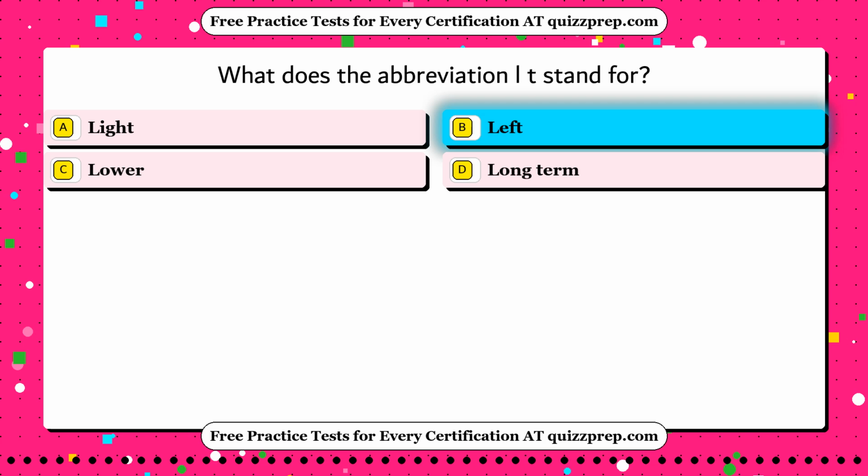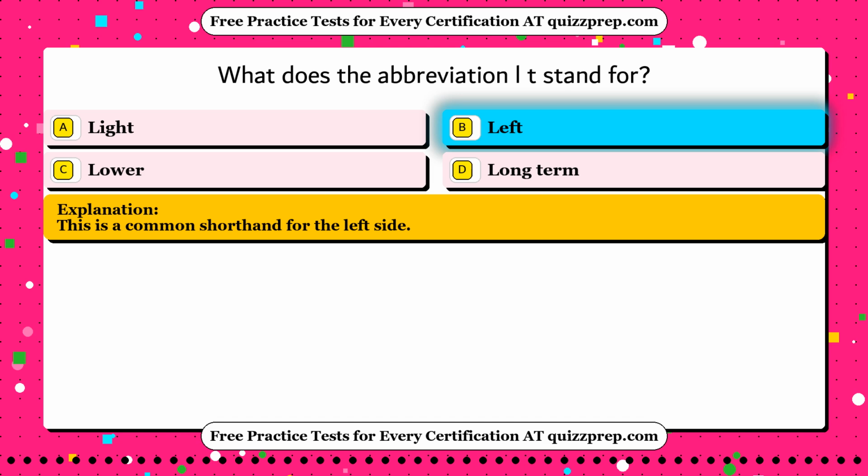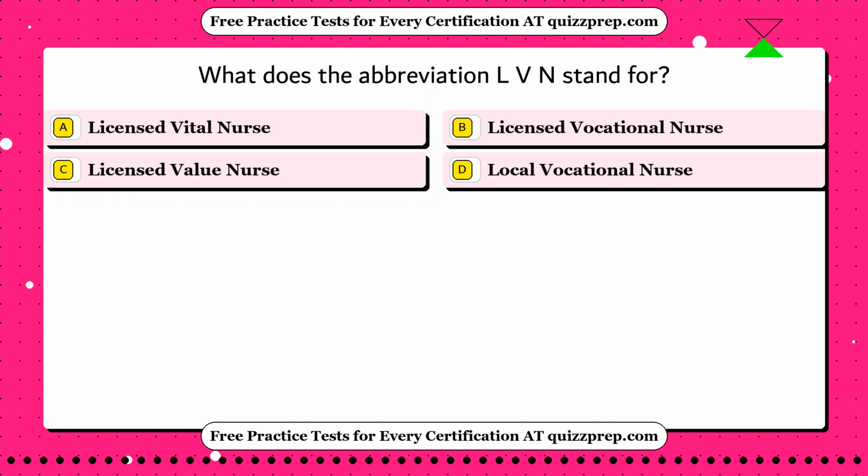The correct answer is option B, left. This is a common shorthand for the left side. Question 69. What does the abbreviation LVN stand for? Option A, licensed vital nurse. Option B, licensed vocational nurse. Option C, licensed value nurse. Option D, local vocational nurse.